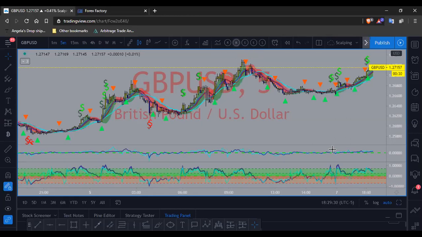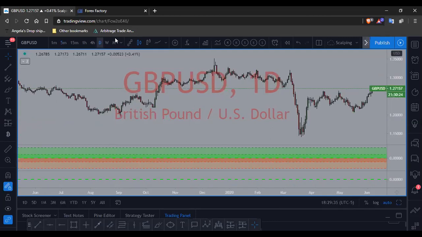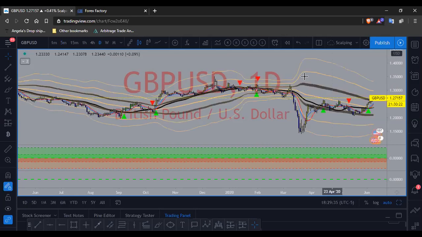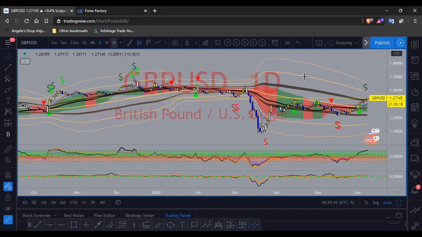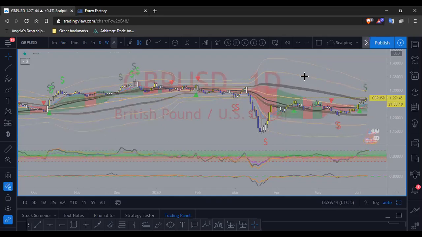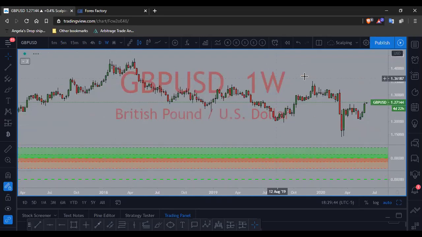Regular arbitrage bands, daily time frame. All right, so now that we're back here, like I said, weekly time frame. Definitely want to see price actually sell from here.